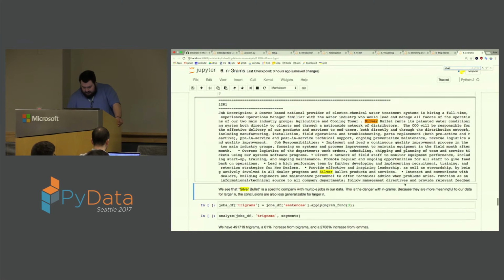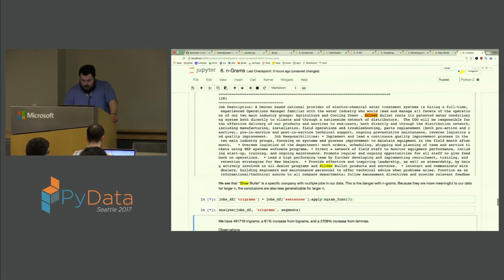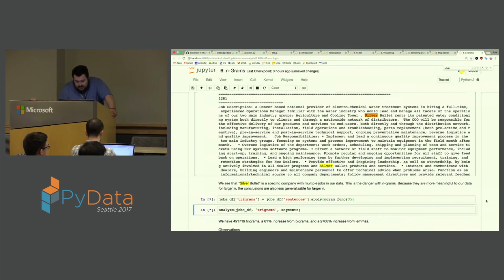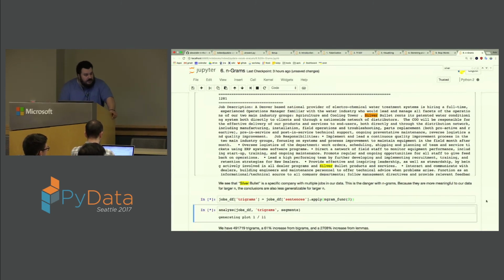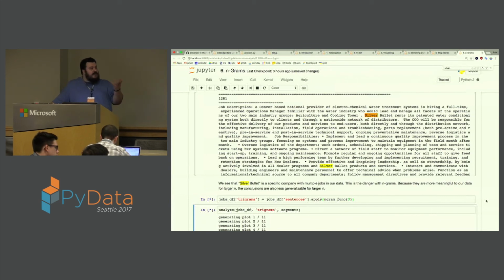Okay, so let's do trigrams. We're going to see, again, a 61% increase over bigrams, so not huge. You have to consider that once you get to a certain size for your vocabulary, especially in a very formulaic corpora, you may not see a continued explosion in the number of terms because you may have a lot of documents containing very similar phrases.